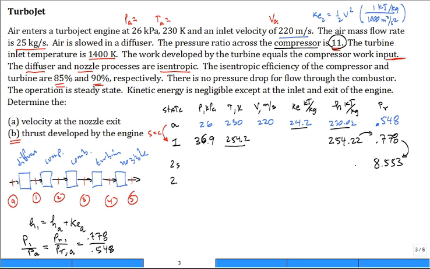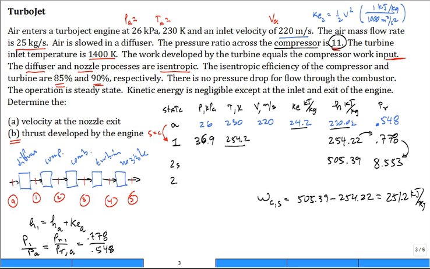Okay, that allows me to get H2S, and then H2S is 505.39. So I calculate the work. I'm going to just write it over here. I'm going to have to erase it. The work, compressor isentropic. Isn't that the difference in the enthalpies? Is that 505.39 minus 254.22? So isn't that work 251.2 kilojoules per kilogram? So that's the minimum work to achieve that pressure ratio.